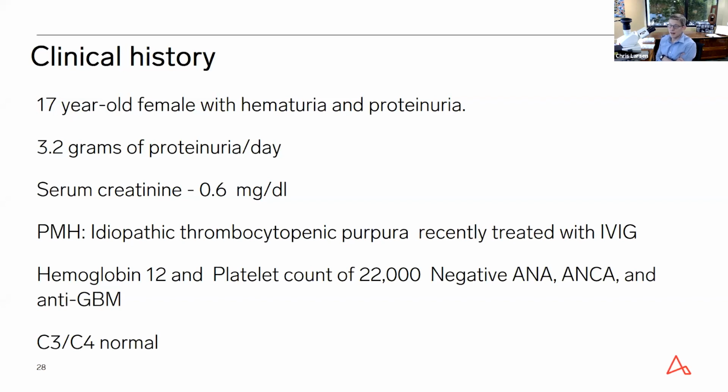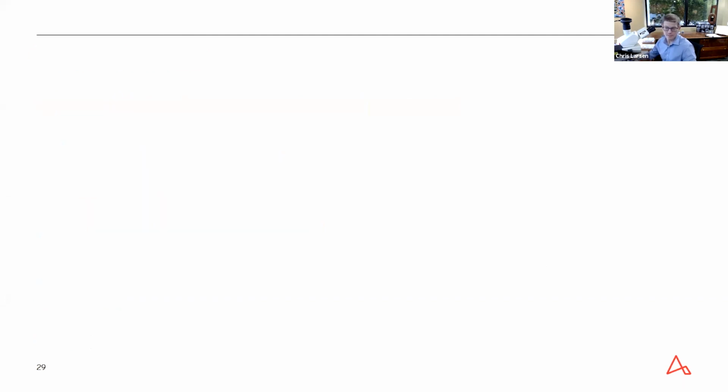This is a biopsy that I read a few years ago. It was the very first patient that I ever saw with the disease that I'm going to show now. A 17-year-old girl who had about 3 grams of proteinuria, had recently been treated with IVIG for ITP. Other than that, the serologic studies were negative, complements were normal. So biopsy was received. And this is what we saw.